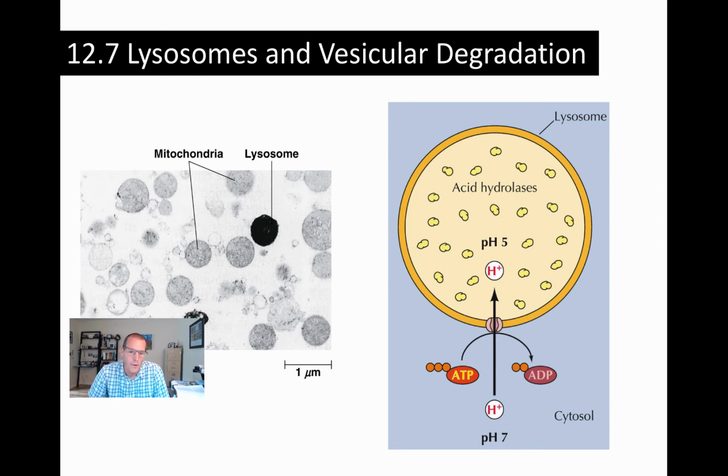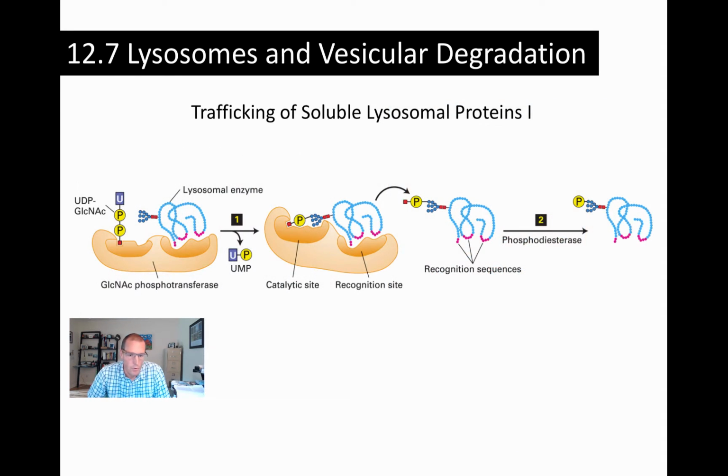There are numerous enzymes in the lumen here, like we said, and they are all acid hydrolases. That means they work at low pH and they perform hydrolytic chemistry. So that's what's in there. That's what the organelle does. So what I want to focus on now is how do you get lysosomal proteins into the lysosome? So how do we traffic soluble lysosomal proteins?